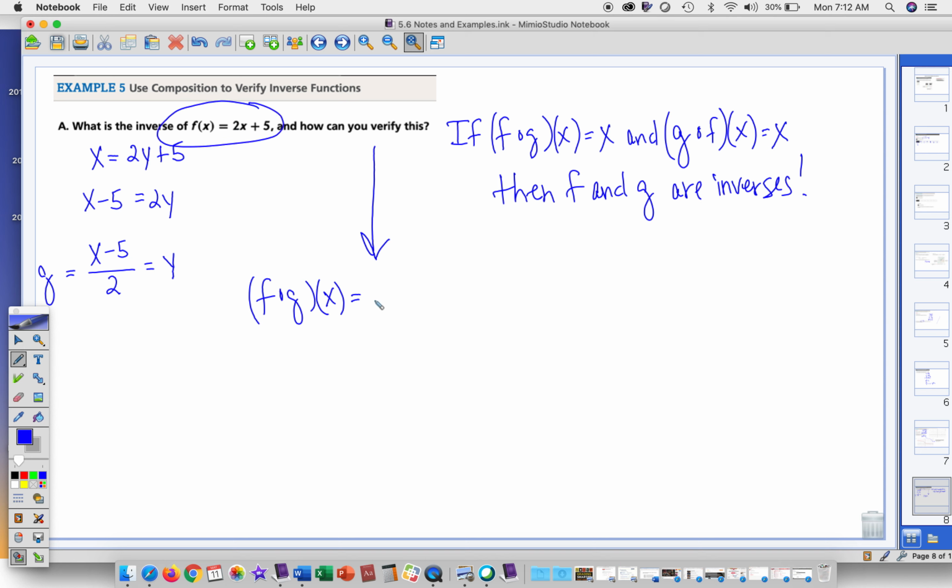So for f of g of x, I'm starting with f, so it's 2 times something plus 5. That something is the g function, so I'm plugging in x minus 5 over 2. Think of this 2 out front as 2 over 1. The 2's reduce out, and I'm left with x minus 5 plus 5, which gives me x. Now, I'm not done. Because this is an "and," I have to verify g of f.